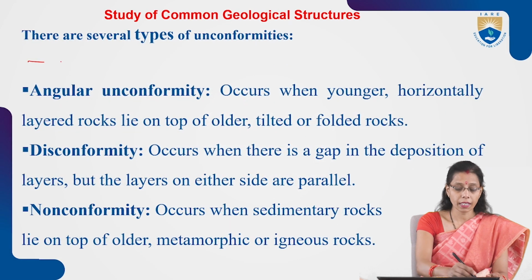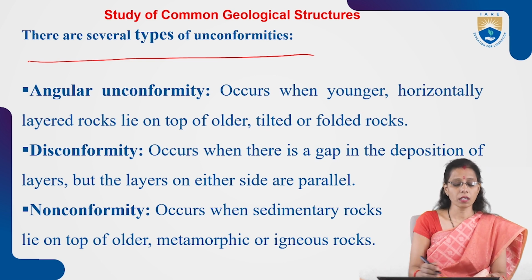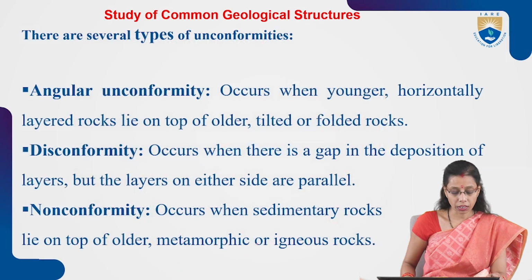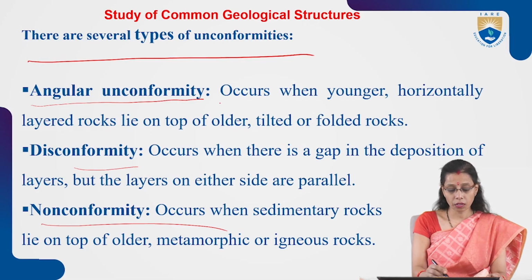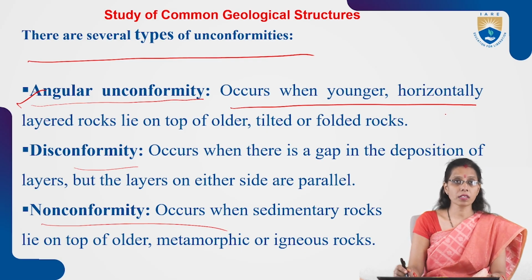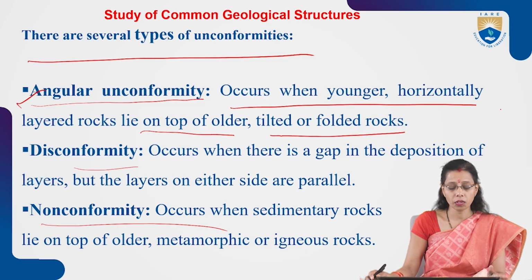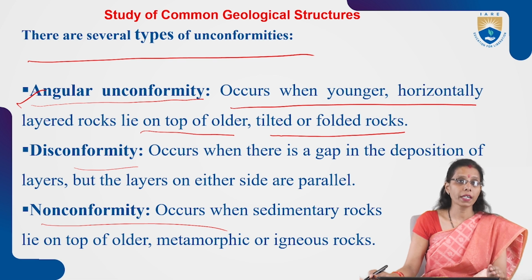Now, there are several types of unconformities here: the angular unconformity, the disconformity, and the non-conformity. The angular unconformity occurs when younger horizontally layered rocks lie on top of older tilted or folded rocks. So that we call an angular unconformity.